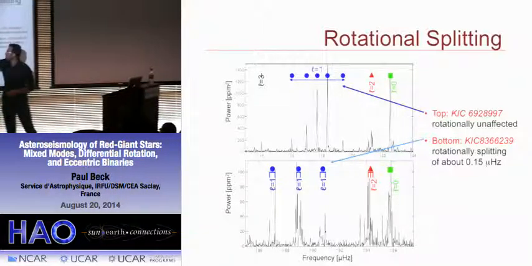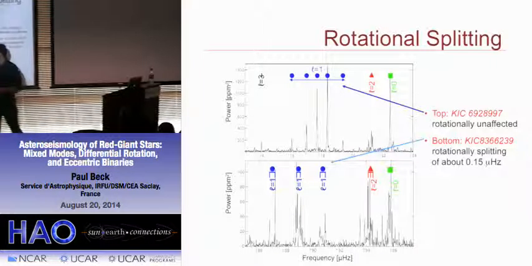Here you have all frequencies at one spot. But then, as rotation kicks in, depending on the rotation rate and the inclination, this spot will be split into several peaks. And in this case, we have three duplets. And what you see is, if you measure the frequency of each peak, which is indicated here, you will see that this peak is split more than this peak.